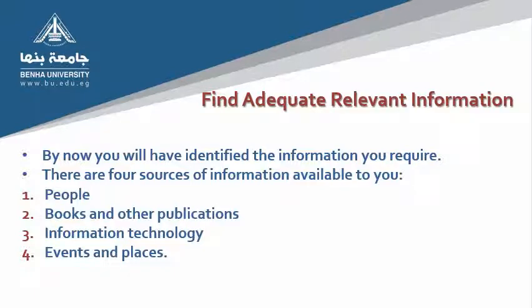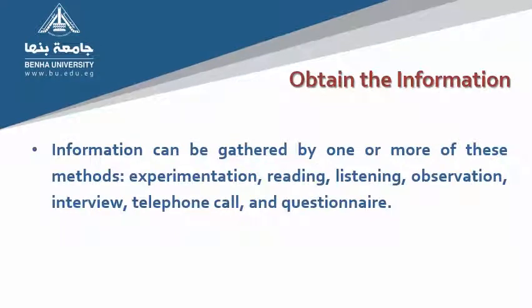Find adequate, relevant information. By now, you will have identified the information you require. There are 4 sources of information available to you: people, books and other publications, information technology, events and places. Obtain the information. Information can be gathered by one or more of these methods: experimentation, reading, listening, observation, interview, telephone call, and questionnaire.